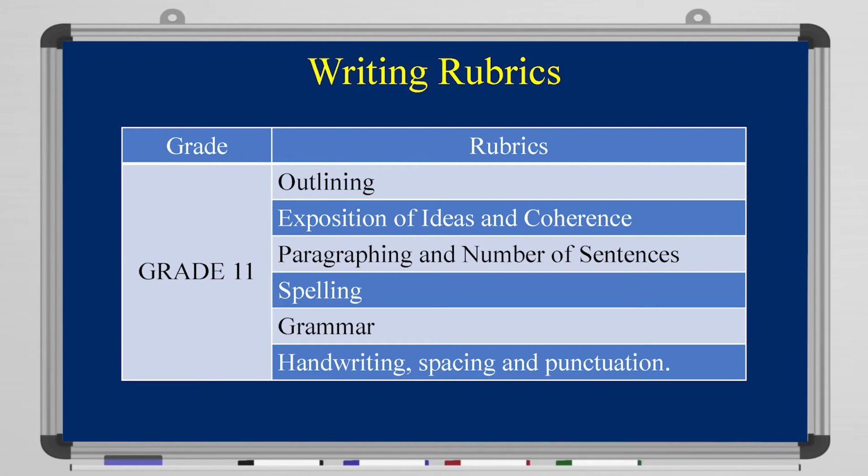And I want to see the number of sentences too. So if I ask you for 14, I want 14, okay? Spelling, make sure that the spelling is correct, make sure that the grammar is correct, and also handwriting, handwriting, handwriting. You could write the most beautiful essay, okay? But if I cannot read it, what's the point? So make sure your handwriting is good, okay?